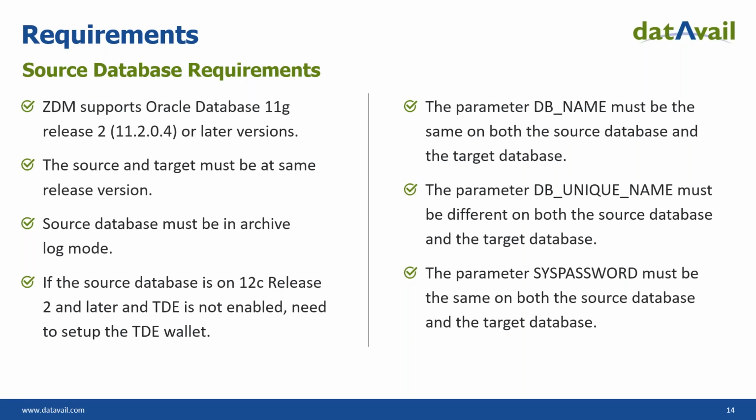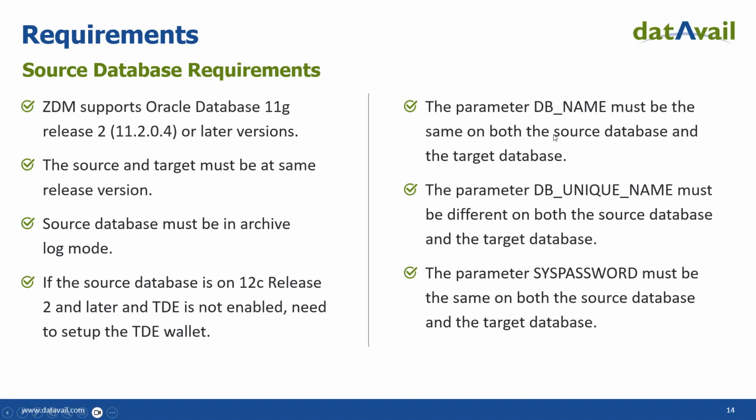As we know from the previous slide, the source database should be 11.2.0.4 and above, and it should be in the same release version. And the source database must be in archive log mode. That's another prerequisite that we need to meet. If the source database is on 12c release 2 and later, and TDE is not enabled, you need to set up the TDE wallet. So for 12c databases, we need to configure TDE, transparent data encryption, to migrate to OCI.